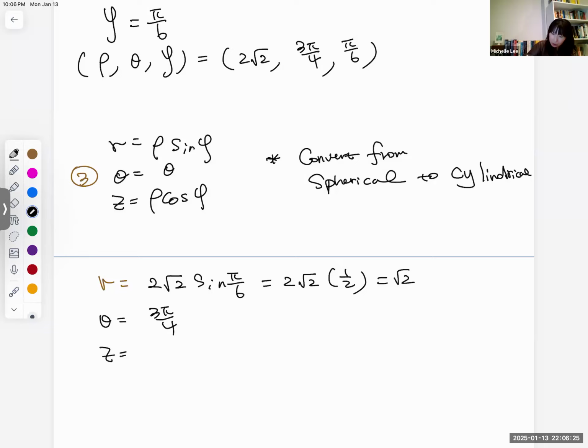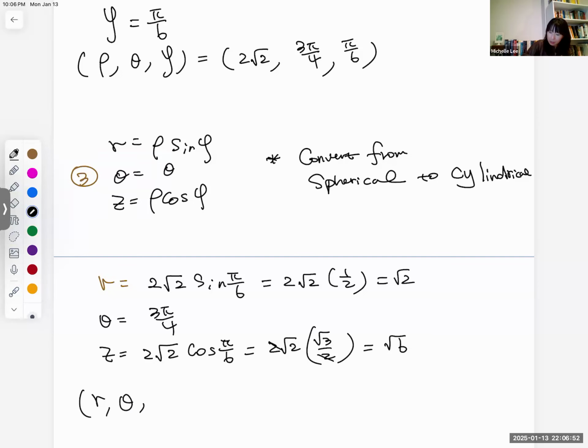And z equals rho cosine phi. So rho equals 2 square root of 2 cosine phi, which is pi/6. Then 2 square root of 2 cosine pi/6, square root of 3/2. Simplify. We have a square root of 6. So we have r, theta, z, which is square root of 2, 3 pi/4, square root of 6.